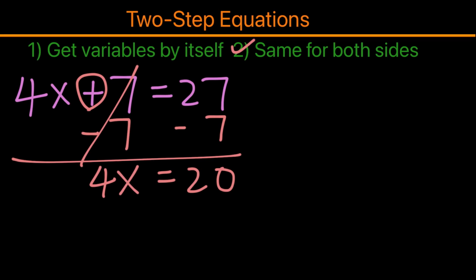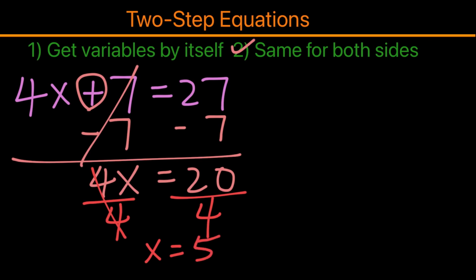Now we're at this point. It's 4x = 20. Now we need to do division because 4x is basically 4 times x. So we would divide that by 4 and divide that by 4. So the answer ultimately becomes x = 5.